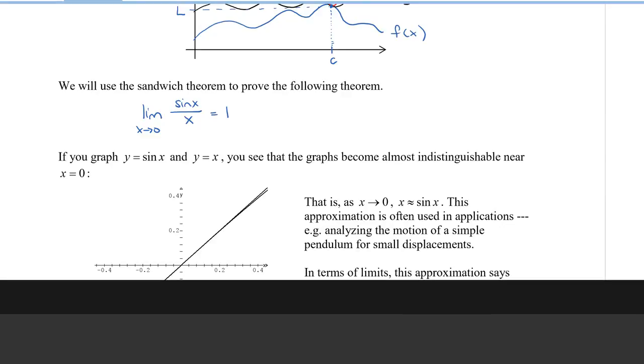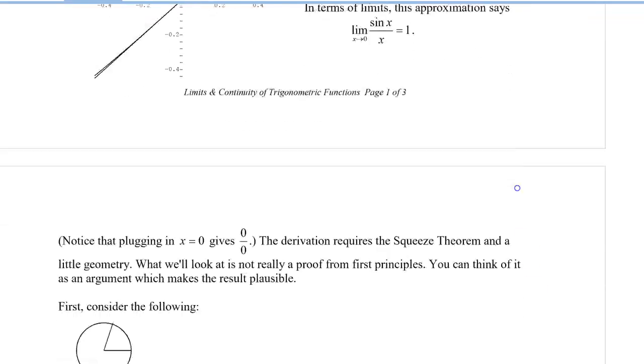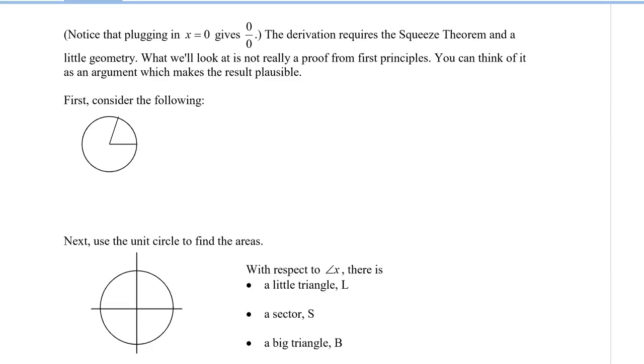In terms of limits, this approximation says that as x approaches 0, sine x divided by x is equal to 1. If I actually plug in 0 for the numerator and 0 for the denominator, we're going to get 0 over 0. So that doesn't really work for us. What we're going to do is use the squeeze theorem to derive this limit. It's not a formal proof, but you can think of it as an argument which makes it plausible. We're going to use a little bit of geometry as well to figure this out.